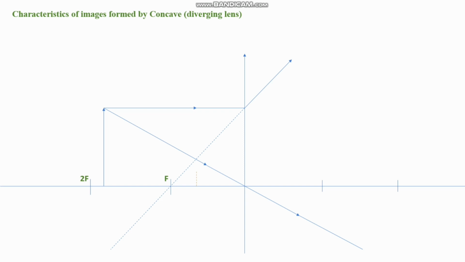Where a virtual ray is involved, no real image can be formed. We can only form a virtual image. So the virtual image will be located at that point. So all the images formed by the concave lens have similar characteristics as shown. So the image will be virtual whether you locate the object anywhere along the principal axis. The image will be virtual. The image will be erect, it will be upright, and it will be diminished. So these characteristics cut across all the images formed by concave lens.